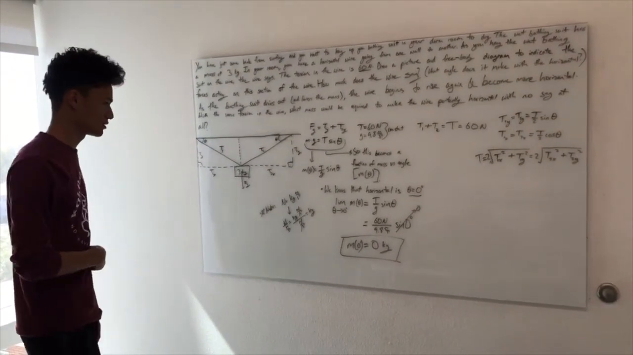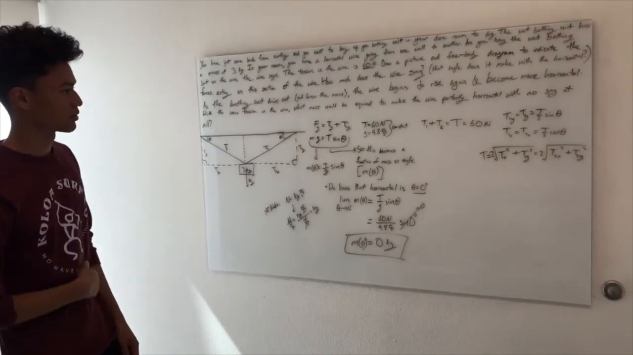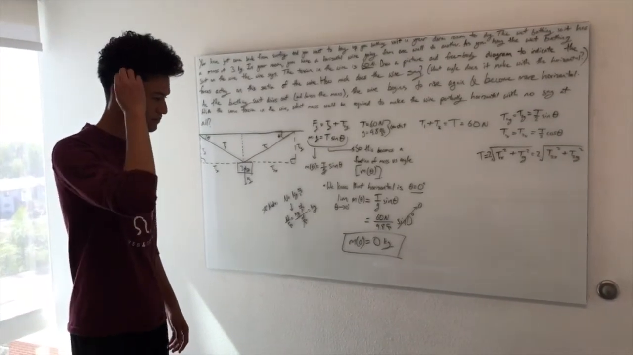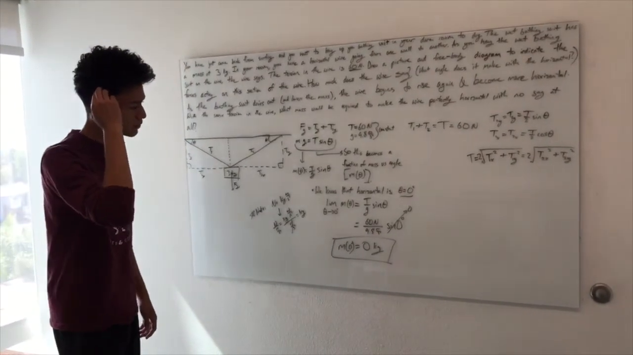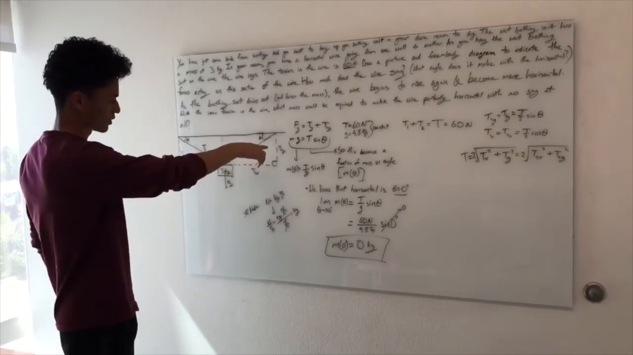As the bathing suit dries out and lowers the mass, the wire begins to rise again and become more horizontal. With the same tension in the wire, what mass would be required to make the wire perfectly horizontal with no sag at all? So we know that horizontal is equal to the angle being 0.